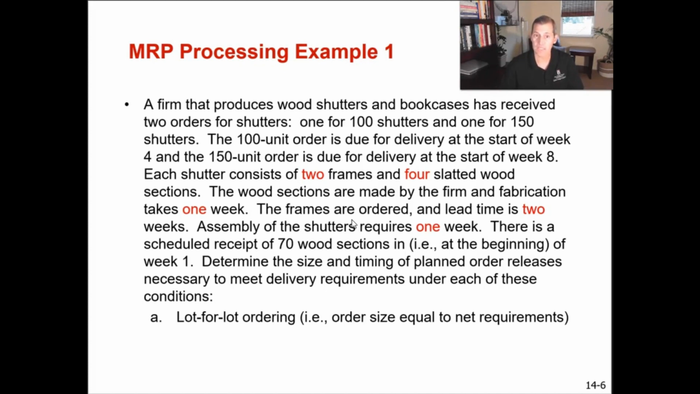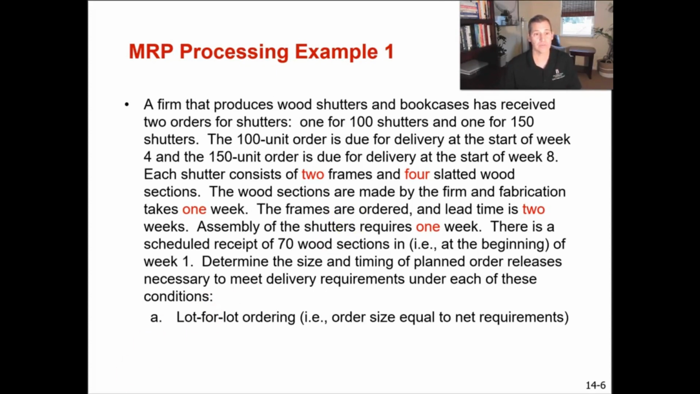MRP processes it exactly the same. So you can see in this example that some items are manufactured internally by the firm, and others are procured or purchased outside the firm. But MRP doesn't know the difference. It knows the difference in a purchase order and a work order, but they're both open orders, and they are both expected to arrive on time. They both follow the same lead time offset methodology. So MRP will run exactly the same for manufactured parts and purchased parts.